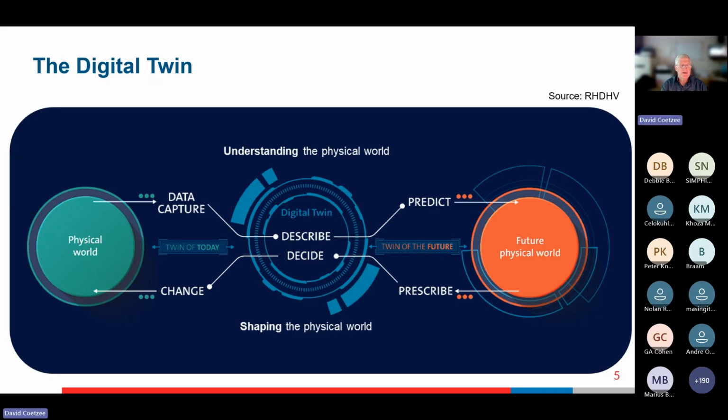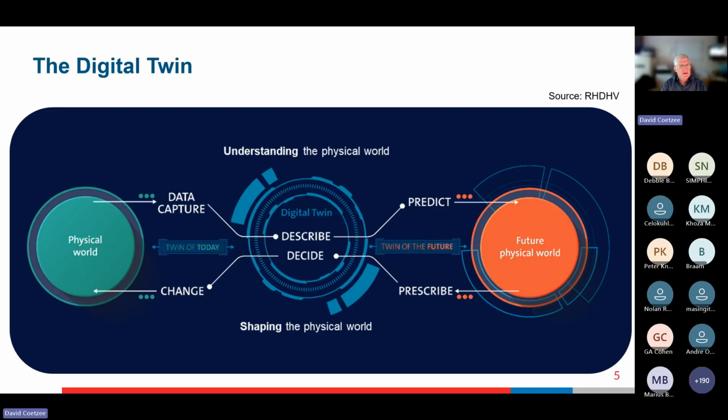So this is another idea that I'm sure you've all heard a lot about, and I'm not going to go into a lot of detail because we don't have time for that. But a digital twin is a digital model of the real world out there. So on the left-hand side, you see we've got the physical world. On the right-hand side, we have the future physical world where we want to get to, because everything is always about improvement. And that is linked by the digital twin in the middle.